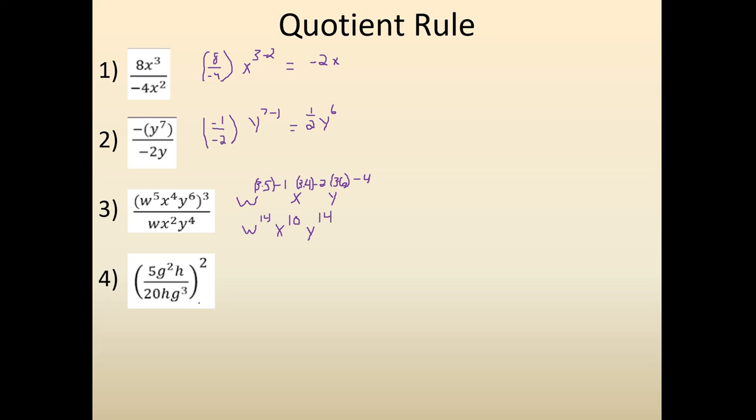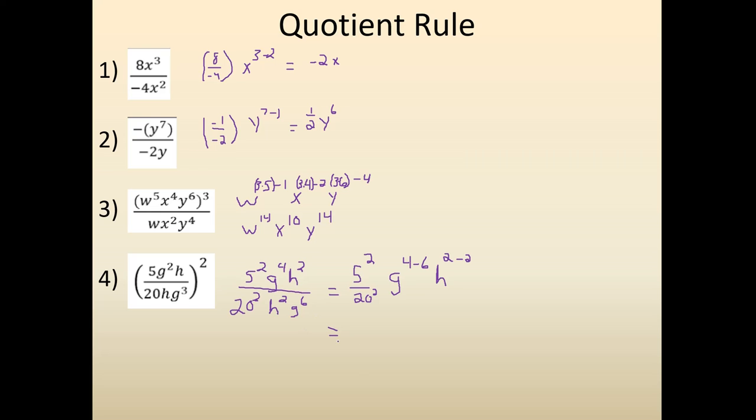So I'm going to do the same thing I did in the previous set, where I'm going to distribute the 2 first. So we get 5 squared, g to the 4th, h squared, over 20 squared, g to the 1 times 2 is 2, h, and then 3 times 2 is 6. Then I'm going to simplify. So this ends up being 5 squared divided by 20 squared. We have 4 in the numerator, 6 in the denominator, and then we have 2 in the numerator, 2 in the denominator.